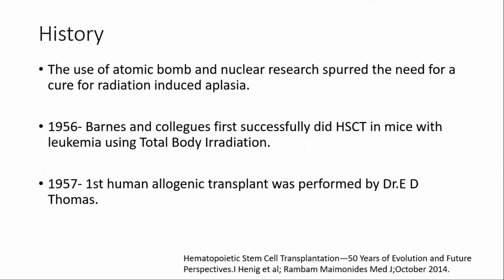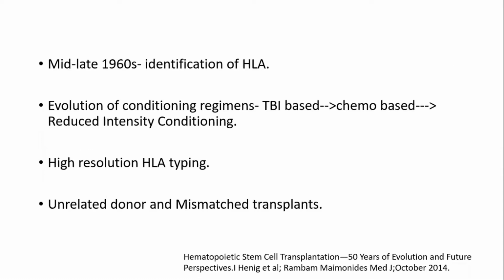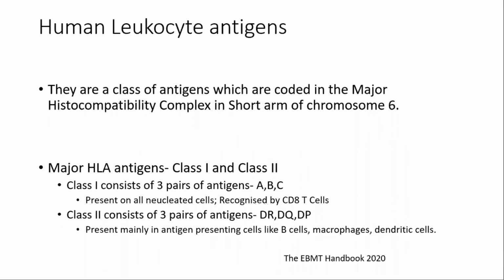Okay, so the first human transplant was done by Dr. E.D. Thomas in 1957. And by around the 1960s, they had started identifying HLA typing and HLA alleles. And then we had the evolution of conditioning. Initially it was all TBI based, and now we have reduced intensity conditioning. And nowadays we have high resolution HLA typing, we have unrelated and haploidentical, and a lot of other kinds of transplants. So first, let us see what HLA is.